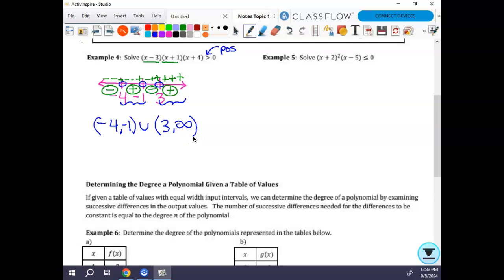Okay. What questions do you have? We all good so far? All right. Let's try another one. Here's my number line.